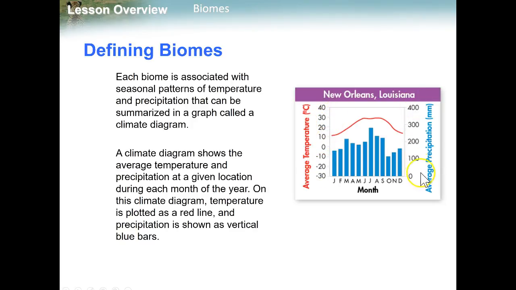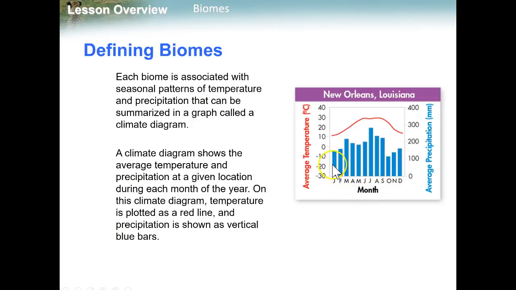We see over here on this side is the average precipitation, and it's done in millimeters. So just in case you don't remember, millimeters are the tiny little lines. The centimeters are the bigger lines, so every 10 tiny little lines would make 1 centimeter. Okay, so these are the millimeter lines, so it goes up to 400 millimeters. And then we look at our months.